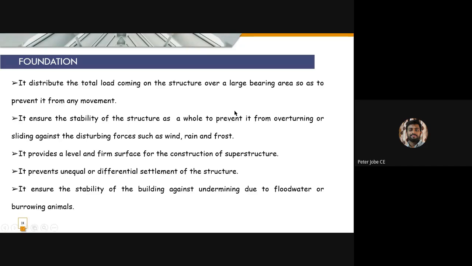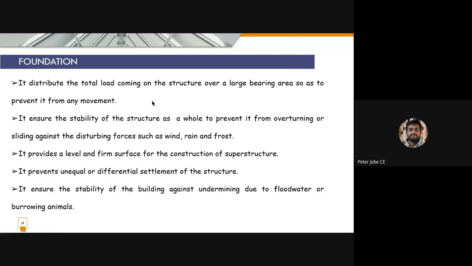So first thing, it distributes the total load coming on the structure over a large bearing area, so as to prevent it from any movement. The first function of foundation is to distribute the total load coming from the superstructure over a large bearing area, so that any movement, basically the movement happening in a building, will be vertical. That means settlement can happen.